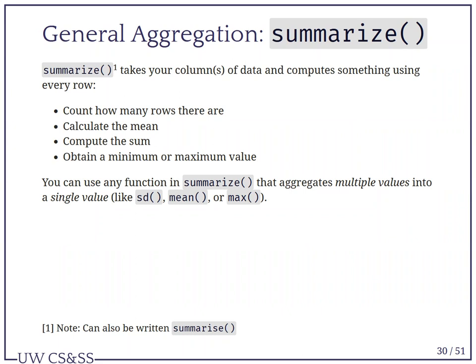But summarize takes your columns of data and computes something using every row. Okay, so you can count how many rows there are, or calculate the mean, or compute a sum, or obtain a maximum or minimum value. You can use any function in summarize that aggregates multiple values into a single value. Like the standard deviation function, the arithmetic mean function, or the max function.